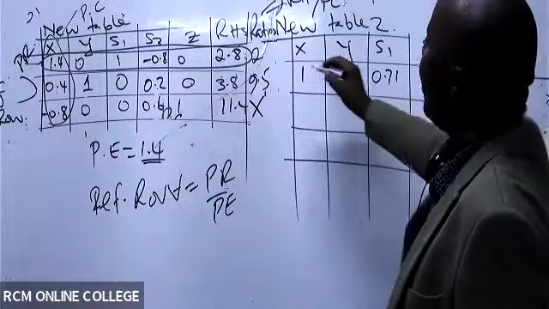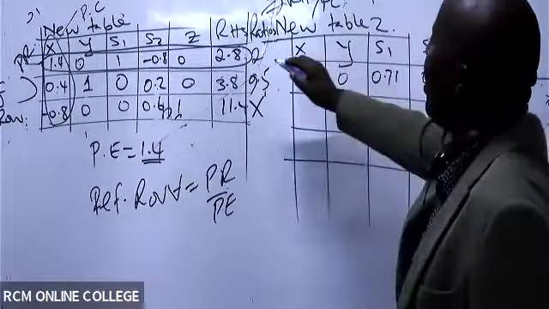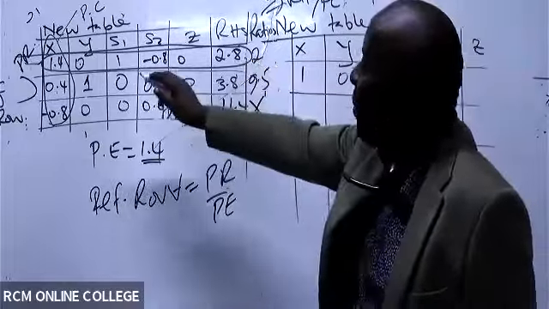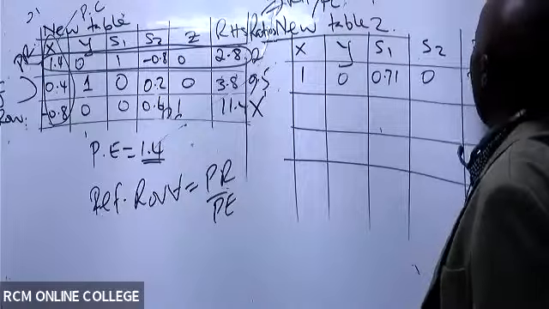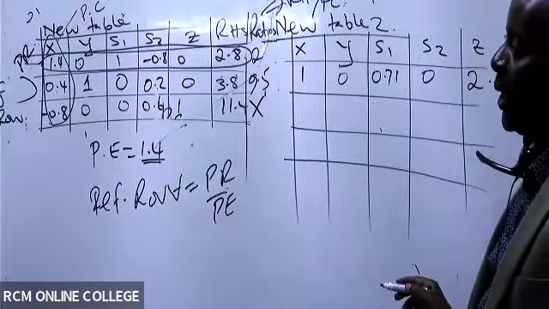How about this one? This one will be 0 divided by 1.4, which gives me 0. This one will be 2.8 divided by 1.4, which gives me what here, somebody? Which gives me 2. This gives me 2.